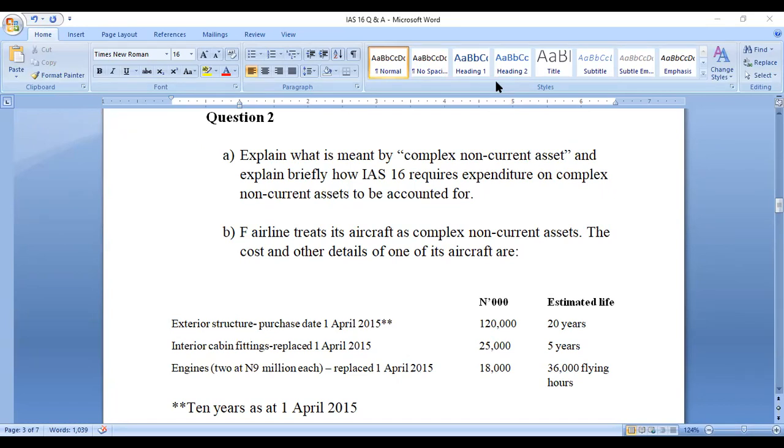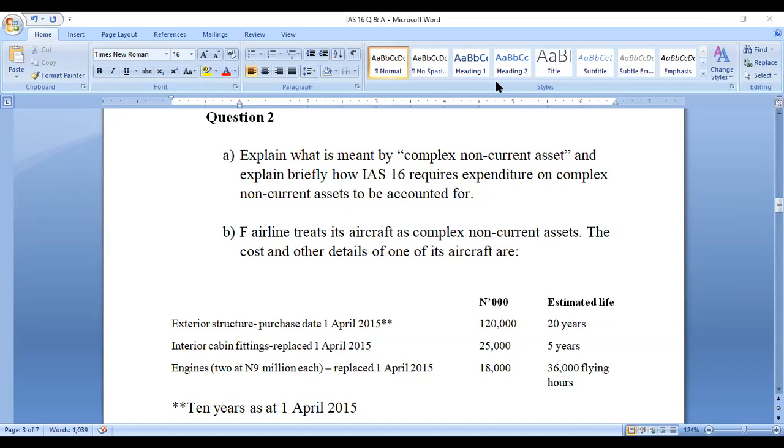So if the engine of the car has a useful life of 15 years, and the body of the car has a useful life of 10 years, and the seats have a useful life of 5 years, we cannot depreciate the whole car using one particular number of years. So we now depreciate the individual components separately based on their useful life. So that's what we mean by a complex non-current asset.